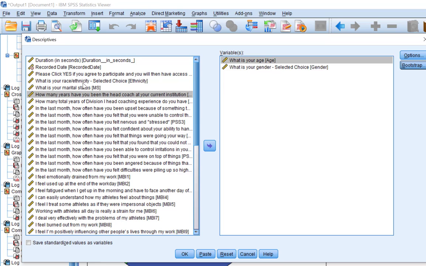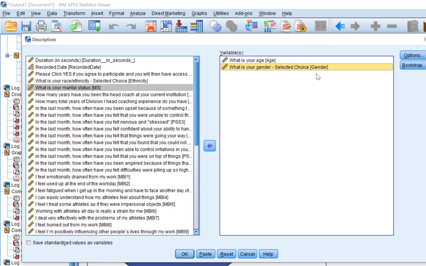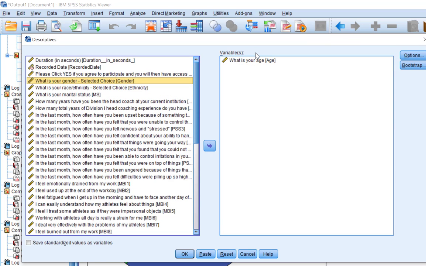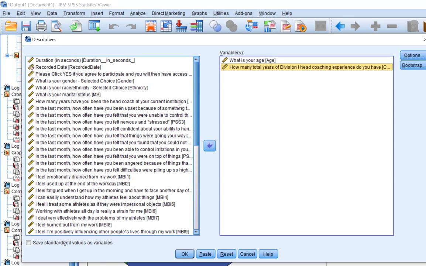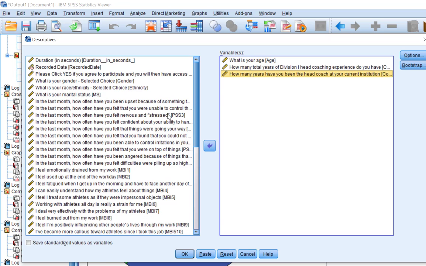Okay. So for most of these you're going to make pie charts. Honestly, just make a bunch of pie charts for each one because then it'll give you everything you need to know. Age, yeah, but that's a continuous variable. How many total years of division head coaching? How many at the current institution?